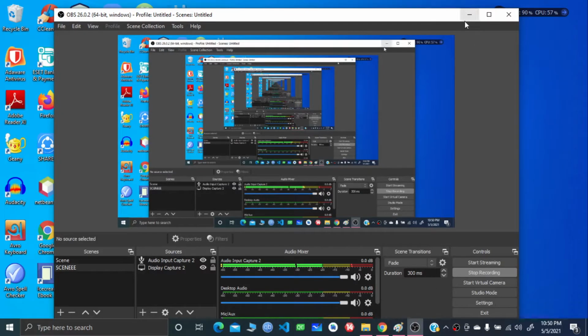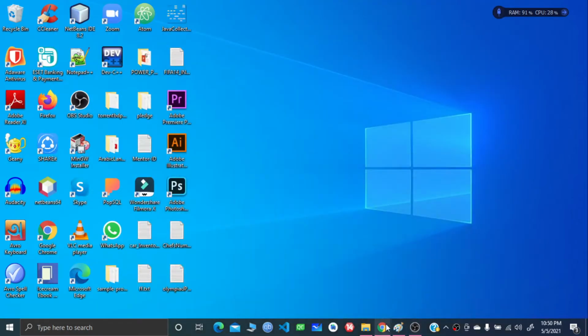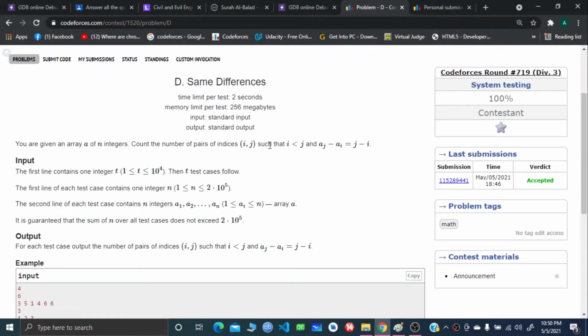Hello and welcome everyone. So I'll be explaining recent Div 3 round problem D named same differences. I'm super excited to explain this problem to you guys. I had so much fun with problem D. So you will enjoy this solution very much, I hope.